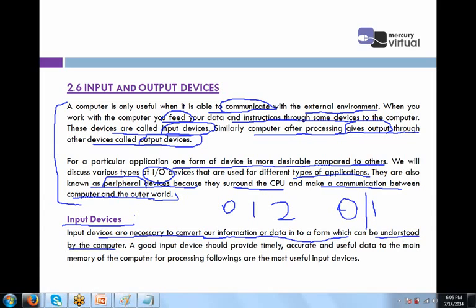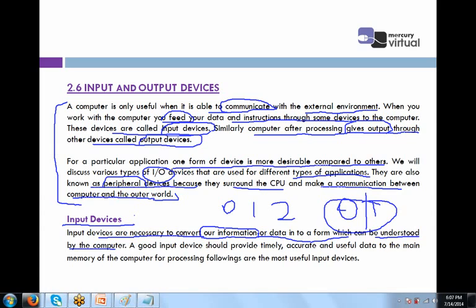So it is necessary to convert our information. Our information means what human beings understand, that is 0, 1, 2, 3, 4, anything, into a form that can be understood by the computer, that is 0 or 1. So an input device is basically used for converting human readable form to computer readable form. Human readable form means which is understood by human beings. Computer readable form means that which is understood by computers.